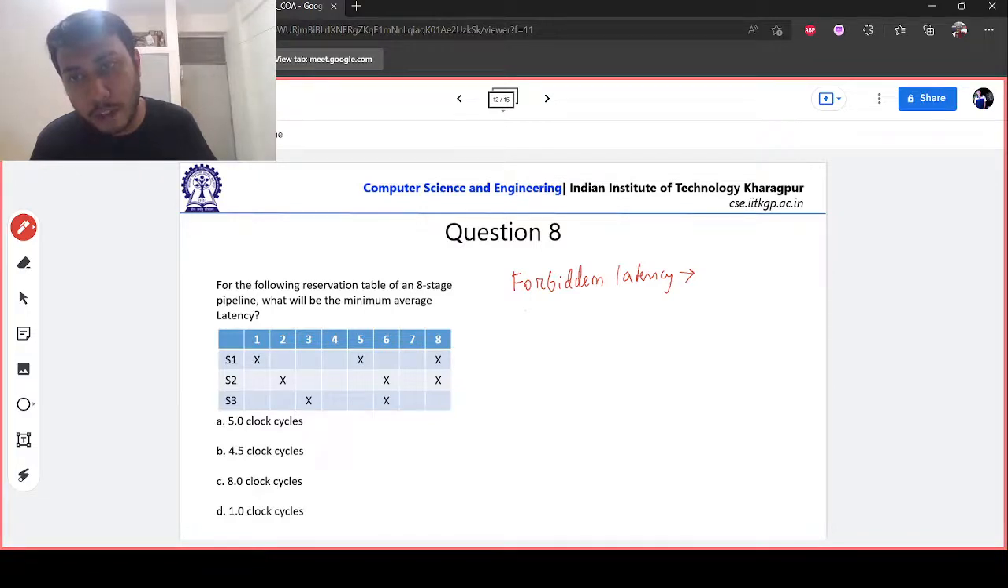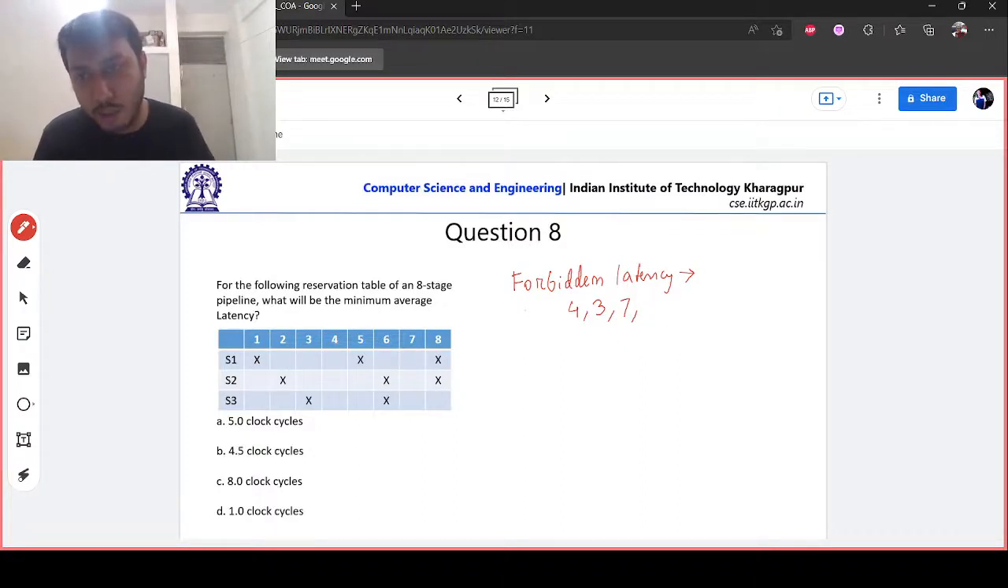Between 1 and 5, the difference is 5 minus 1, which is 4. So that is one of the forbidden latencies. Next, between 5 and 8, 8 minus 5 is 3. So 3 is another forbidden latency. And another is 8 minus 1, that is 7. That is the third forbidden latency.